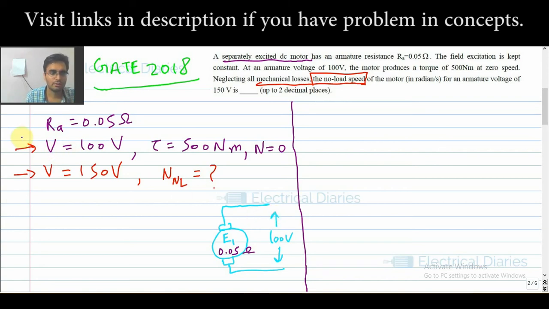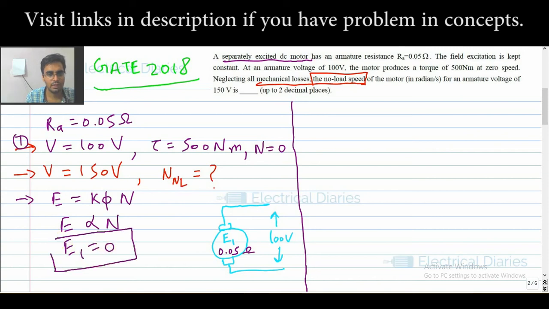Okay, so now let us see this first case. I'm seeing this first relation. What can I get from this? I have told you, for any motor, you must know this, that E is equal to K phi n. Here the flux is constant, so E is directly proportional to n. For this case, the speed is 0, so your E1 is also equal to 0. So one thing I inferred from the given things is this.